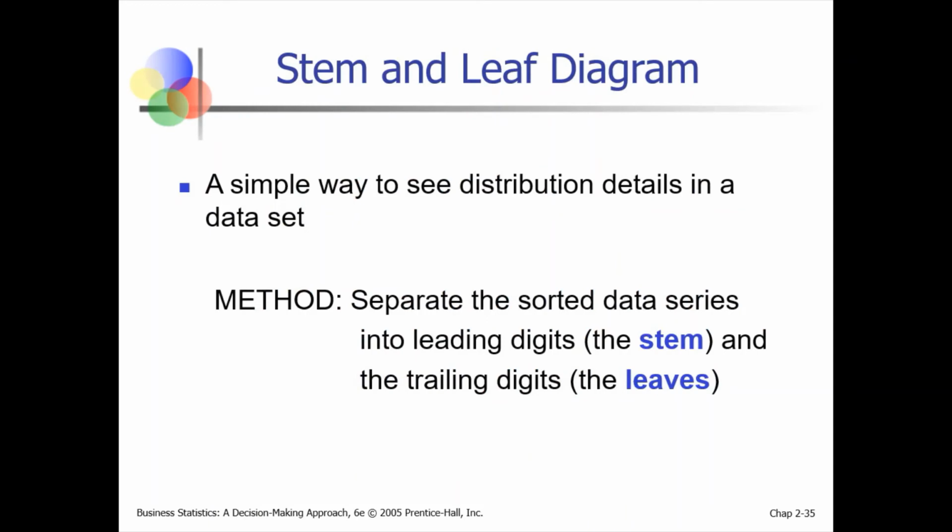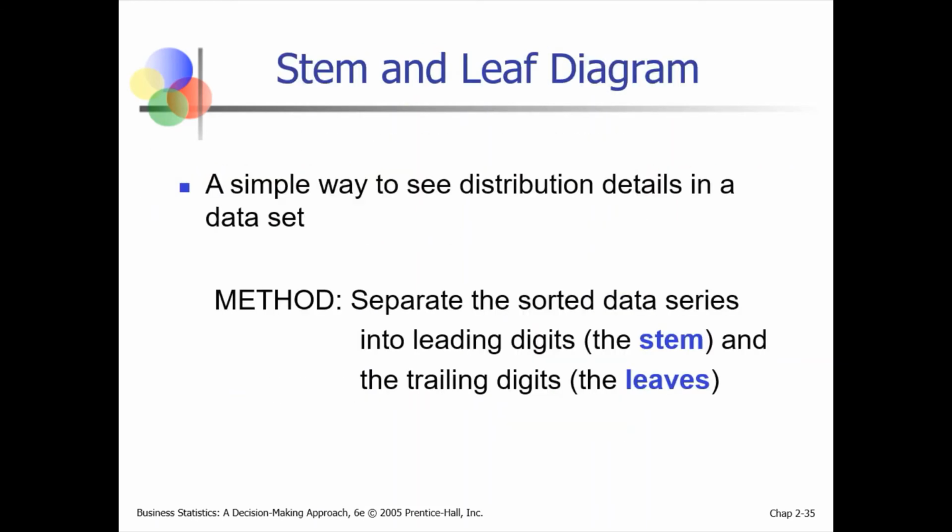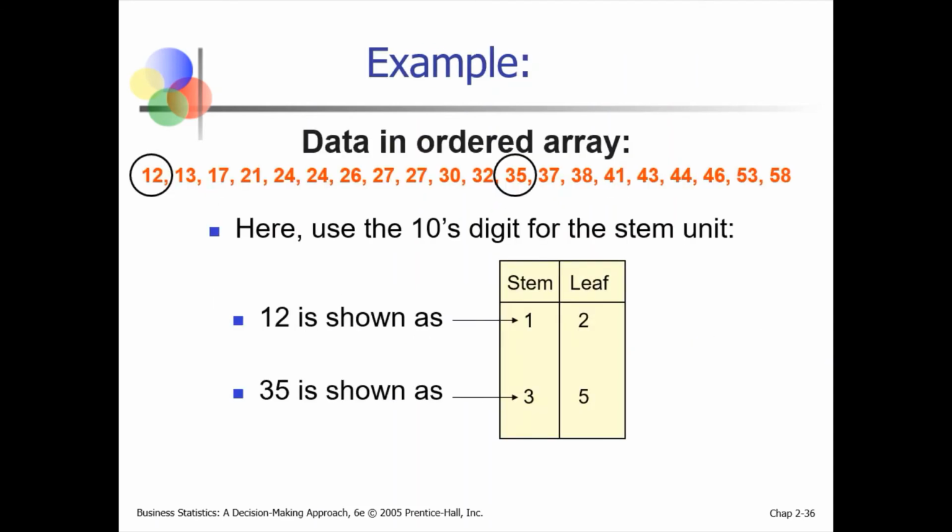Now let's proceed to the stem and leaf diagram. Okay, stem and leaf is a simple way to see distribution details in a dataset. It separates the sorted data series into leading digits, the stem, and trailing digits, the leaves. So this is a different style of grouping our data. It uses the leading digits and the trailing digit as the basis for grouping our sample dataset.